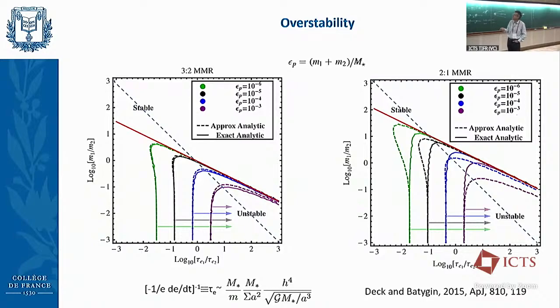And so what does this mean? That you are unstable only if the inner planet is less massive than the outer one. Because if the inner planet is more massive than the outer one, you are always in the stable region. And if the planets are relatively big, the inner planet must be significantly smaller than the outer one, because you cross the stability boundary at 10⁻⁴. For the 2 to 1, it's a little bit worse. So if the planets are very small, you can have overstability also in the case where the inner planet is a bit more massive than the outer planet, but less than an order of magnitude.